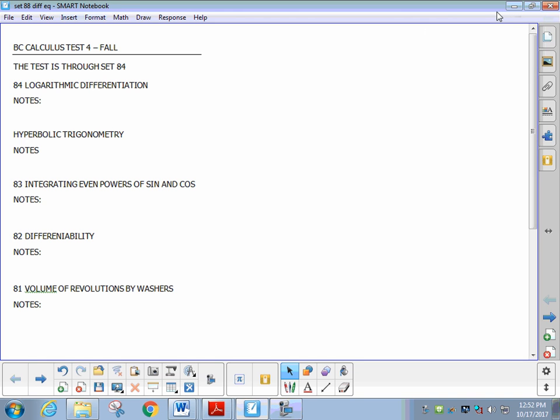Okay, the test. Sue said 84. 84 is logarithmic differentiation. There were two big reasons why you would take the log before you differentiate. What are they? Variable in the exponent. When you have a variable in the exponent.